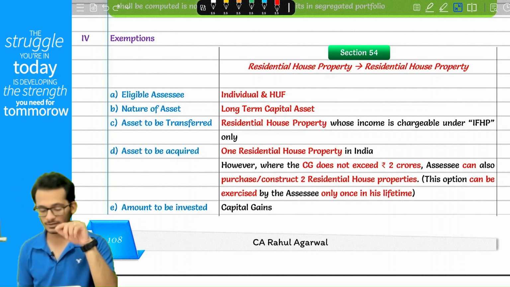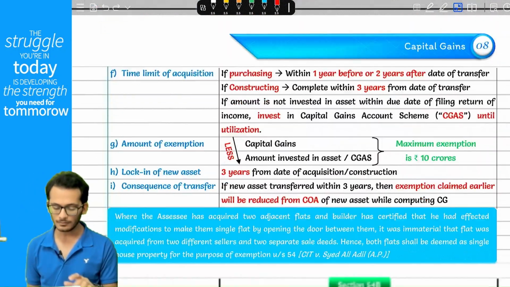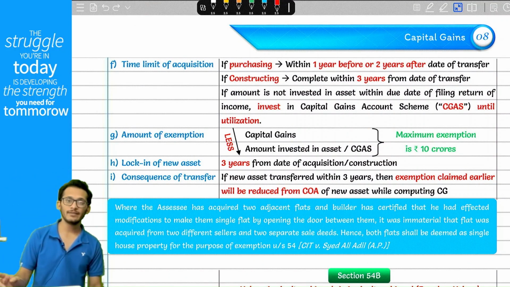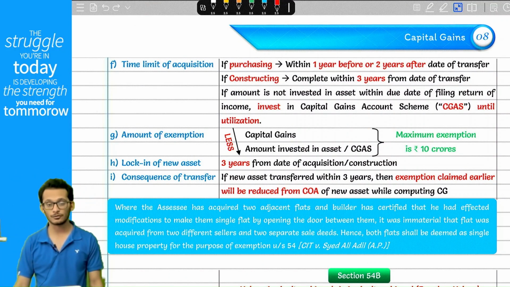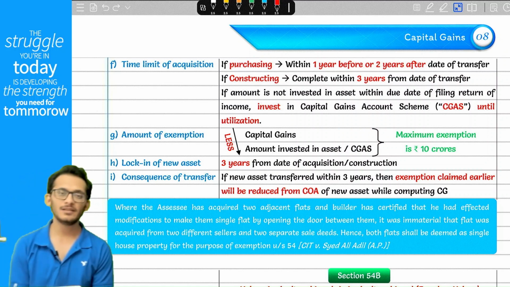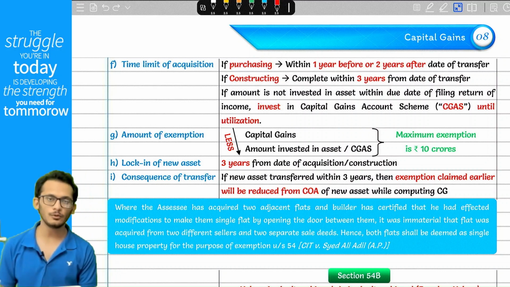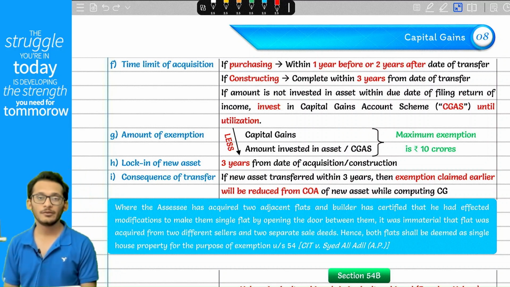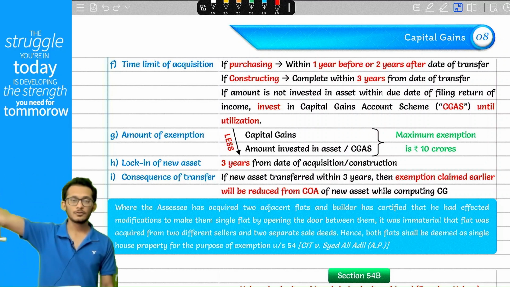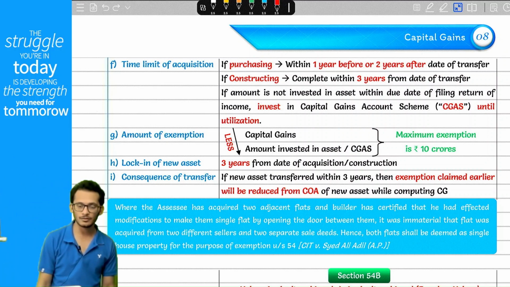But here is where comes the amendment for the current year. The amendment of the current year says that the total investment in the house should not go more than 10 crores. So which means if you're going to invest capital gains in 54F, you have to invest maximum 10 crores. If you're going to invest the net consideration in 54F, you should invest only 10 crores of net consideration.